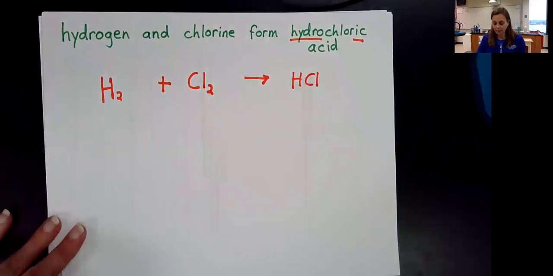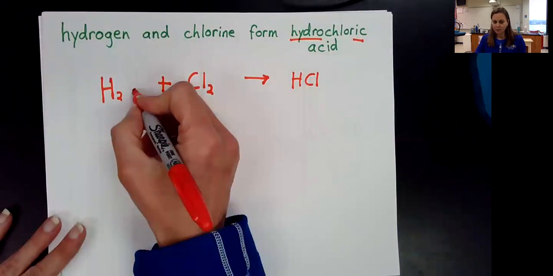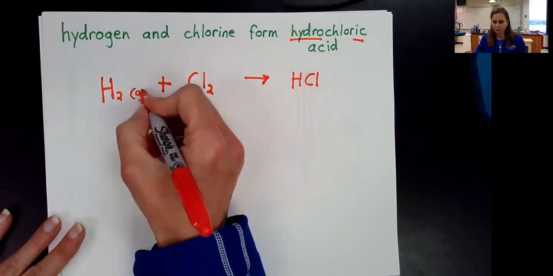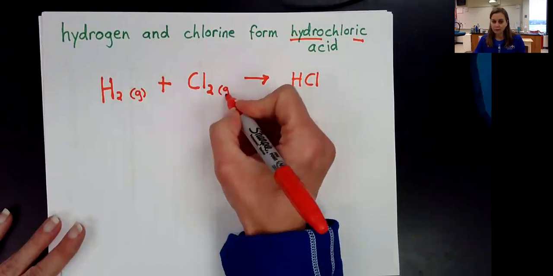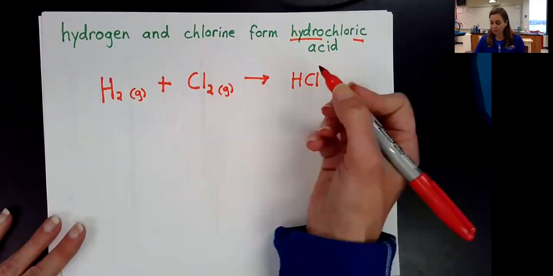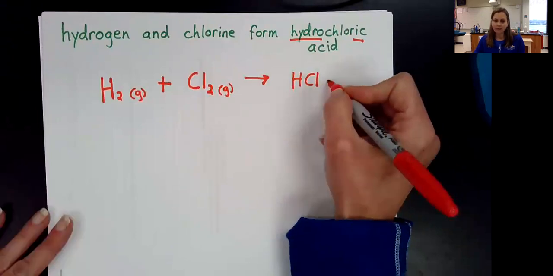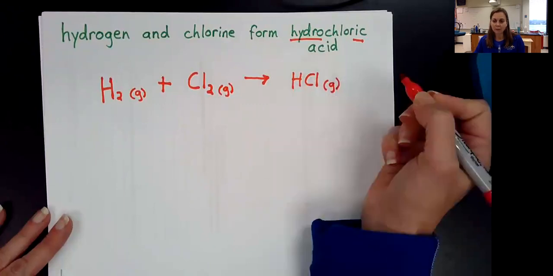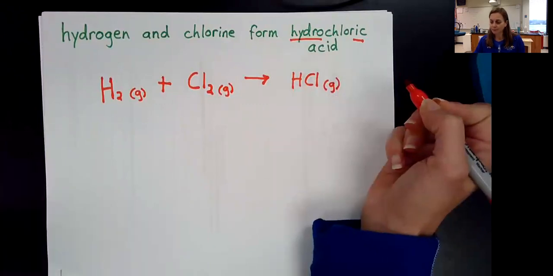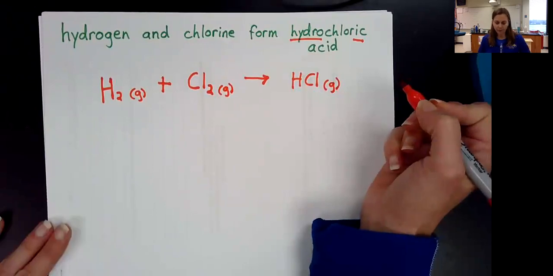Hydrogen, we know, is a gas at room temperature, as well as chlorine, so we're going to put a little subscript g in parentheses here. Hydrochloric acid, when it forms through this reaction, is also going to form as a gas. If there are states that I don't expect you to know, that information will be given to you in the word equation.